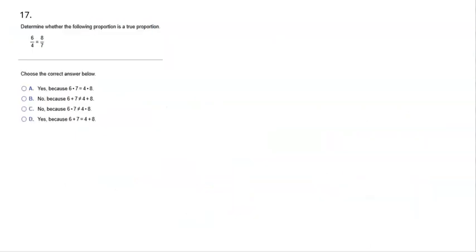Okay, problem 17. It says, determine whether the following proportion is a true proportion. Now, we talked about this on problem number 1 and maybe number 2. But anyway, we know it's a proportion because it's a fraction equal to a fraction, or a ratio, 6/4, equal to another ratio, 8/7. If it's actually true, one way you can handle this, and this is not the only way, but by far the easiest way, is to do the cross product.